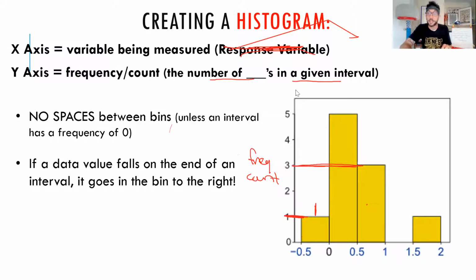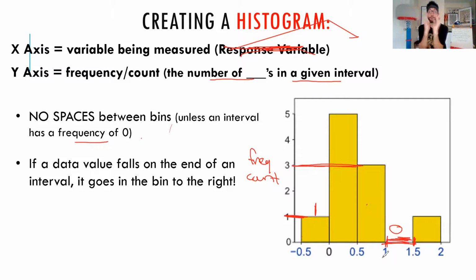Another thing to keep in mind is when we create a histogram, we don't space out the bins, the bars. We call them bins. The only way you would see a space is if there was a frequency of 0. So when I look at this and see a space, it's not that anything was spaced out. It's just that I can now tell there were no data values between 1 and 1.5. So a bar graph, the categories are spaced.